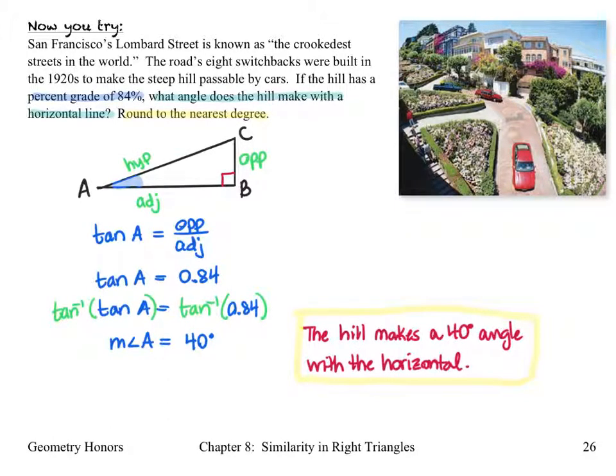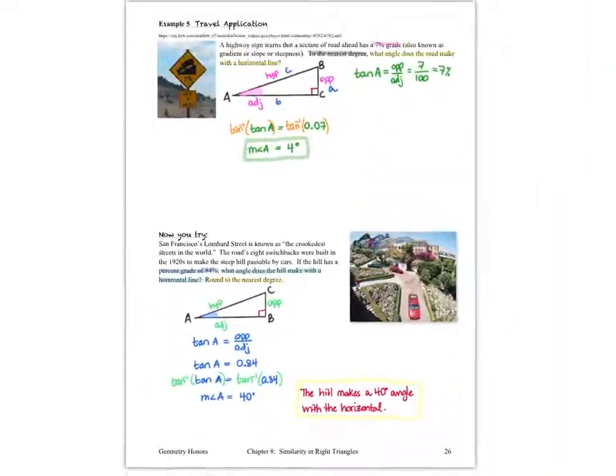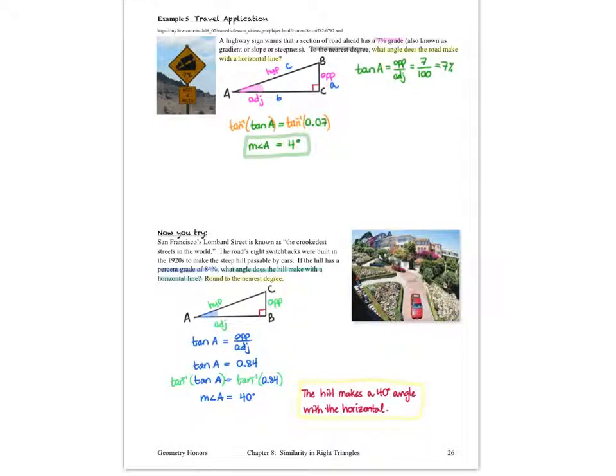If you followed the model of the question that we did together, then this Lombard Street question should have been pretty easy for you, and you were able to find a 40-degree angle with the horizontal. That is it for this section, and I will see you back as we continue on in Chapter 8, all about right triangles.